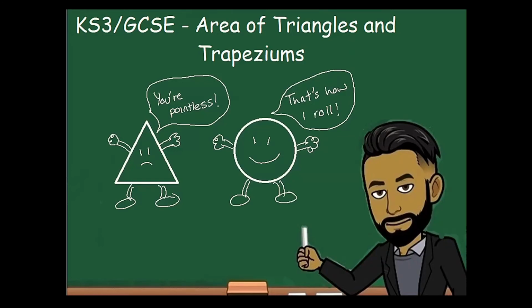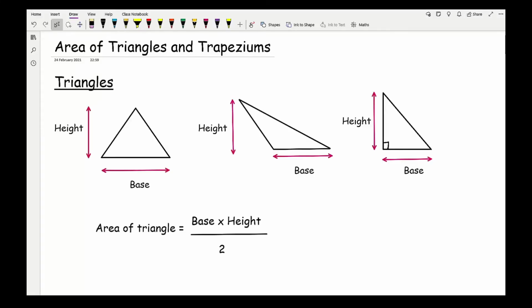So in this video, we'll be going over how to work out the area of a triangle and trapezium. Now, when working out the area of a triangle, it's important that you recognize that a triangle is basically half of a rectangle or a square, depending on the shape of the triangle. Or you could say it's half of a parallelogram if you've already looked at that particular shape.